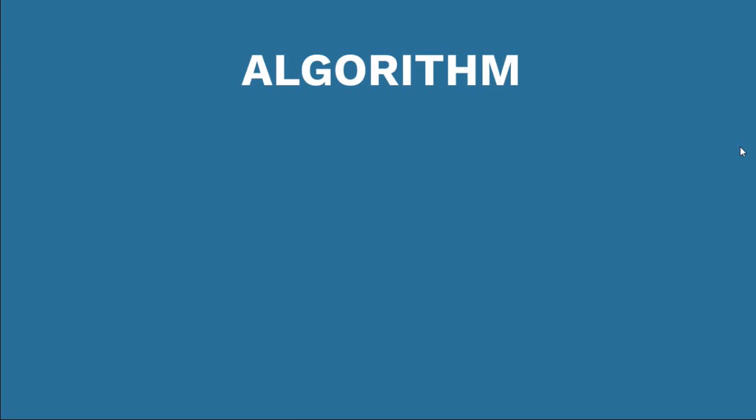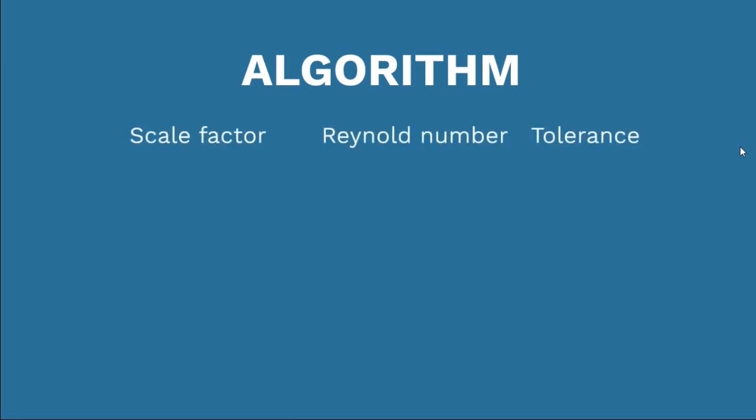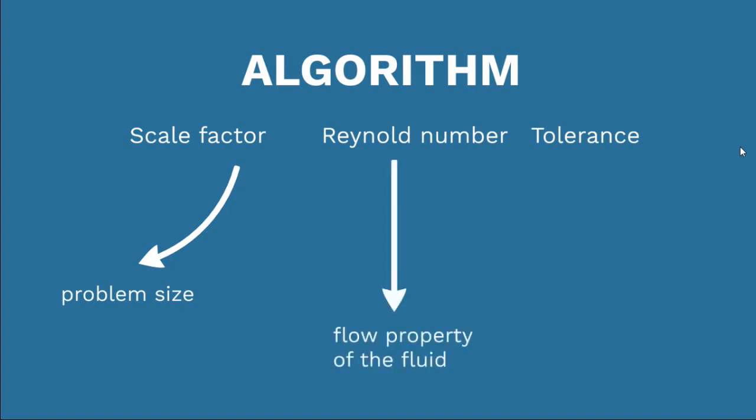There was already C code written to solve this problem. There are three different parameters that affect the problem. The scale factor, which has to do with the size of the problem. The Reynolds number, related to the flow property of the fluid. And tolerance, used to provide convergence control.